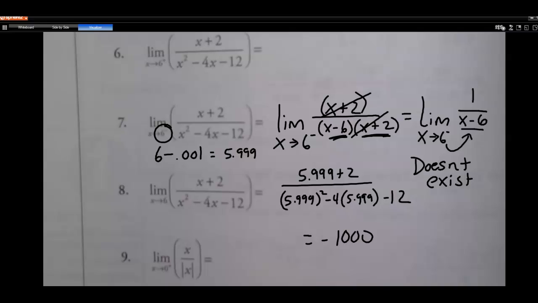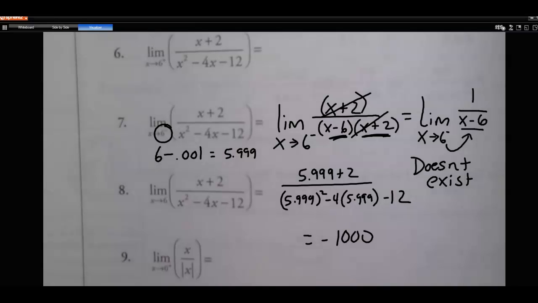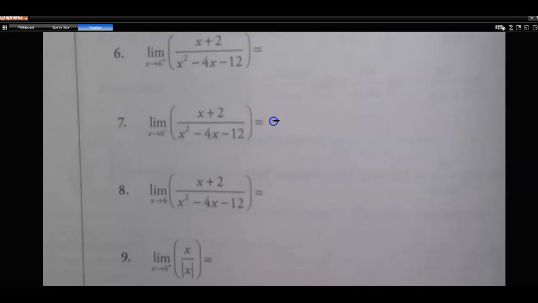So just a moment. So after working that out, by picking a number that's really, really close to 6 on the left side, I end up with negative 1,000. And what that tells me is that as x is getting closer and closer to 6 on the left side, my function is approaching a value of negative infinity.